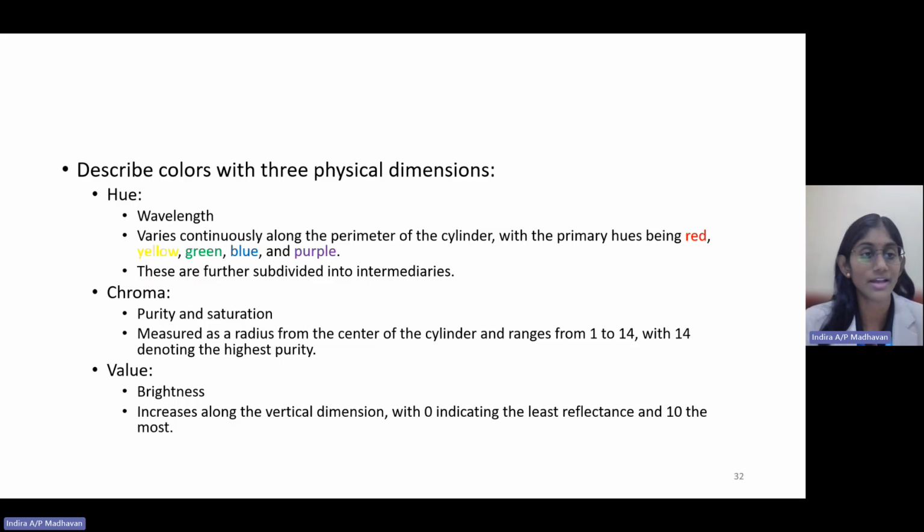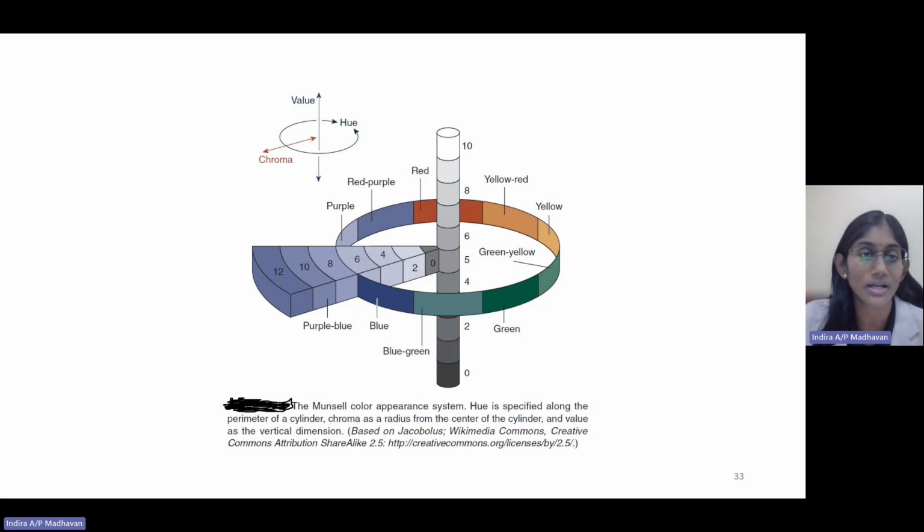And then the value is the brightness of a color, whether the red color is bright or less bright. It increases along the vertical dimension, with 0 indicating the least reflectance and 10 the most. So we're going to look at the picture for better understanding. This is what I meant by the hue. They have 5 intermediaries, blue, orange, red, yellow and all that. So this is how it is located.